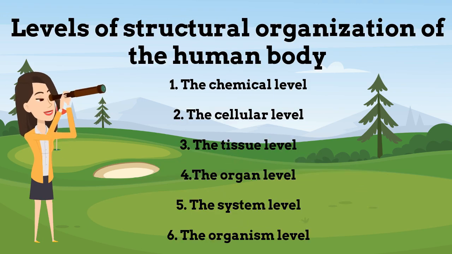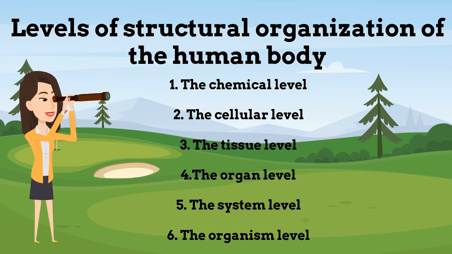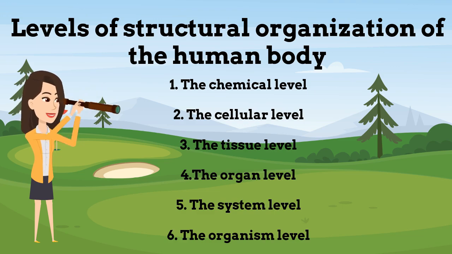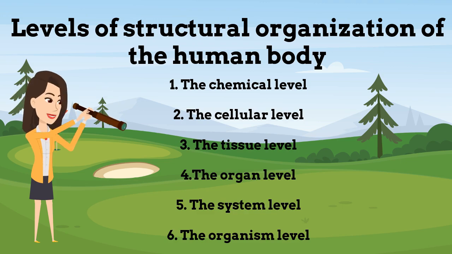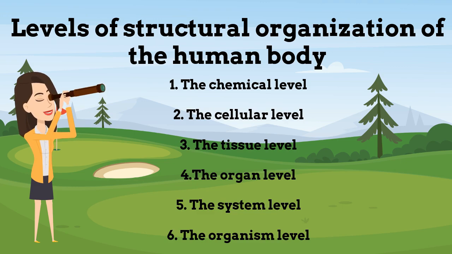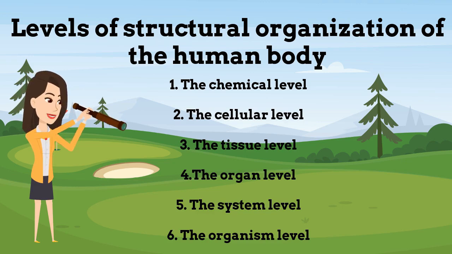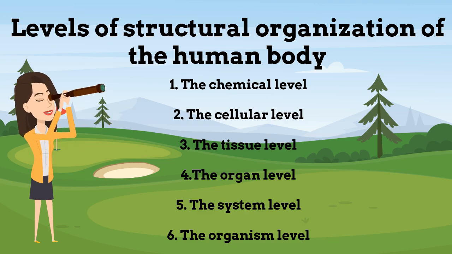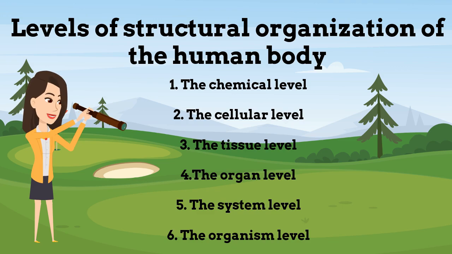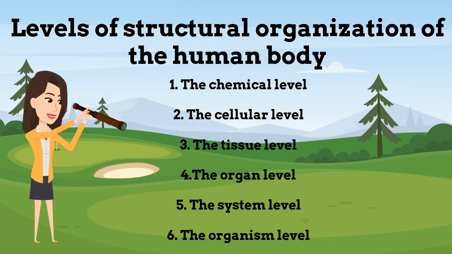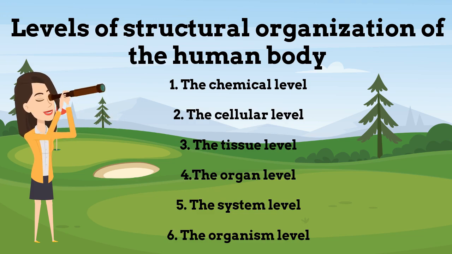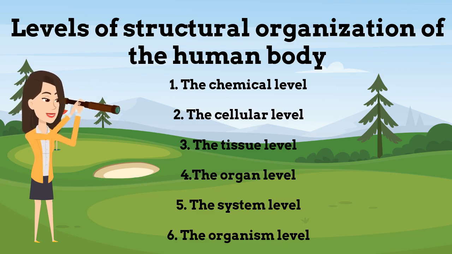Now, let's have a look at the levels of structural organization of the human body. The human body is organized into 6 different levels: the chemical level, the cellular level, the tissue level, the organ level, the system level, and the organism level. Each level builds on the previous levels to take us from the individual atoms and molecules up to the organism itself. So let's look at these levels individually.